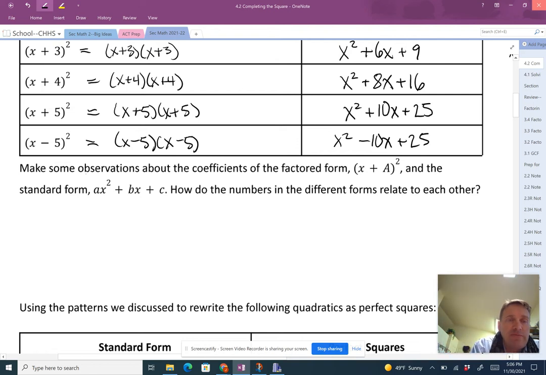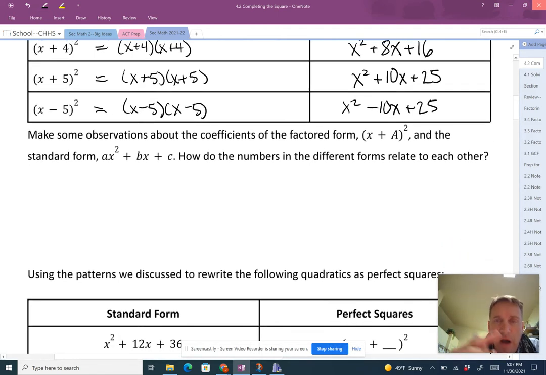Then we're asked to make some observations about the coefficients of the factored form. If we've got x plus a quantity squared and the standard form ax squared plus bx plus c, how do these numbers in the different forms relate to each other? And so I invite you to pause the video and think about it for a second. But I'm going to go ahead. Let's say you've paused and you're back, so welcome back.